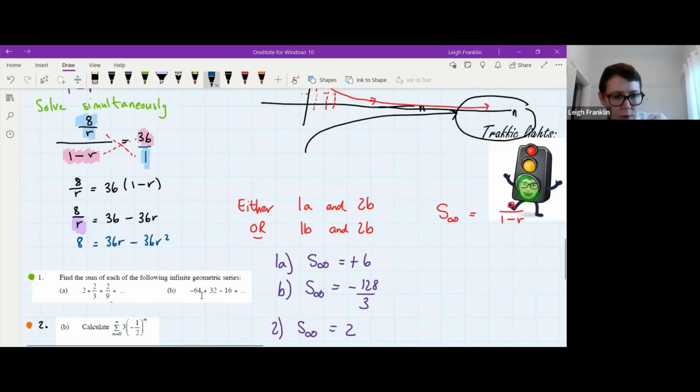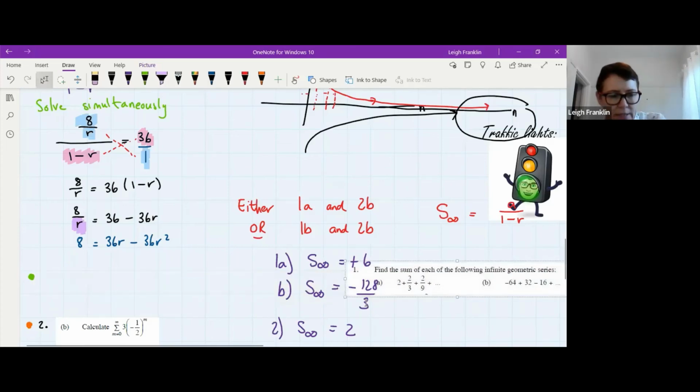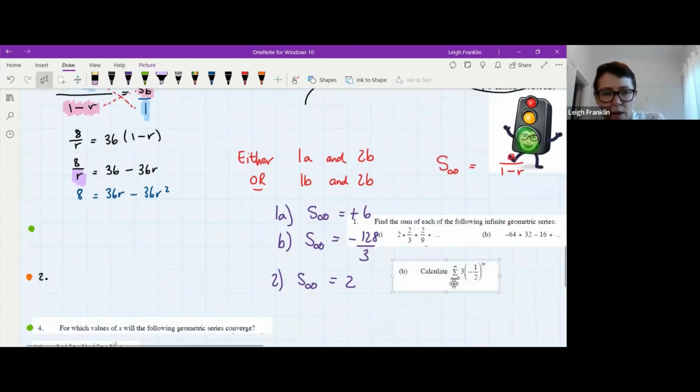Let me move this out the way so that we've got space to write. I'm going to move that one out the way as well.